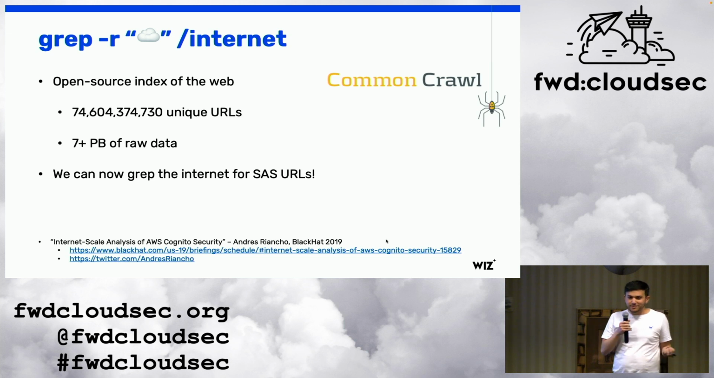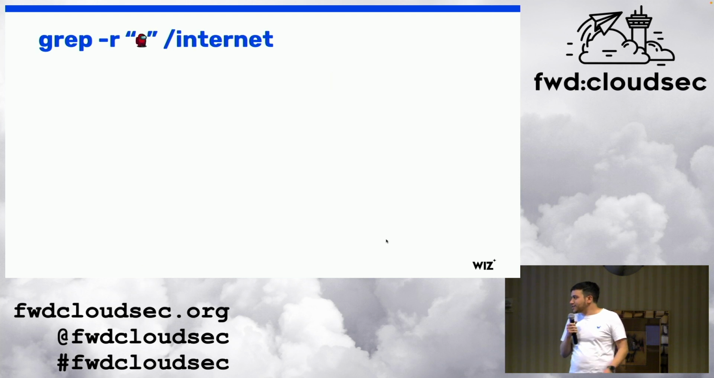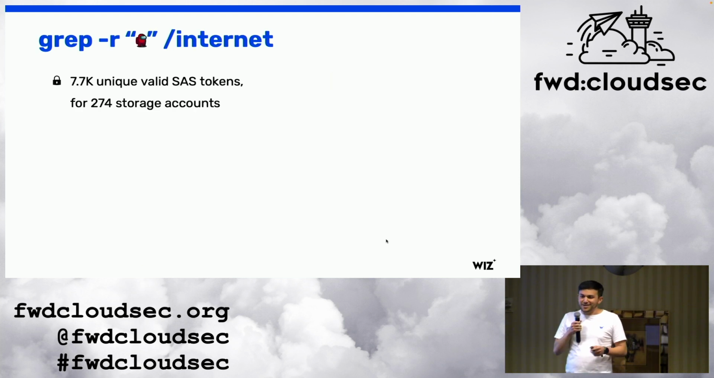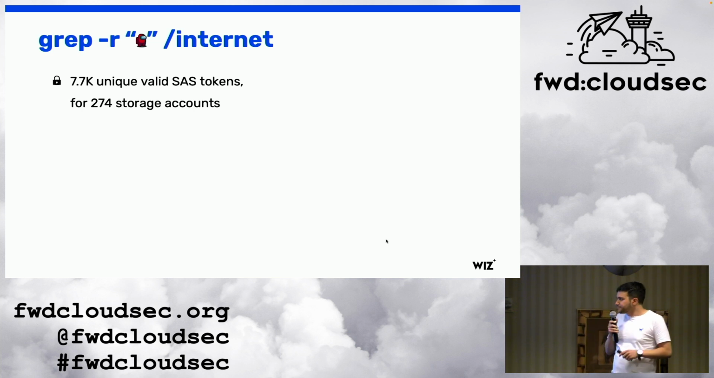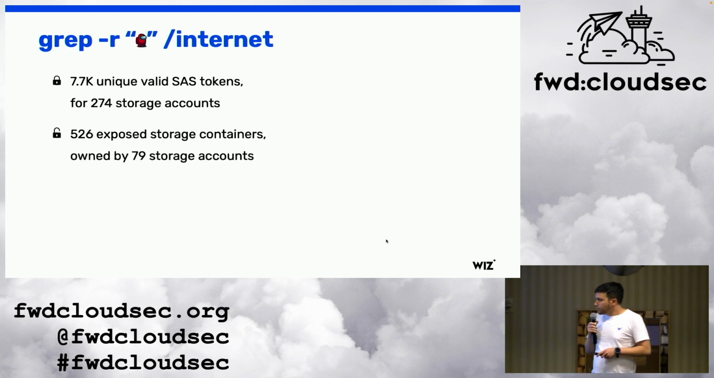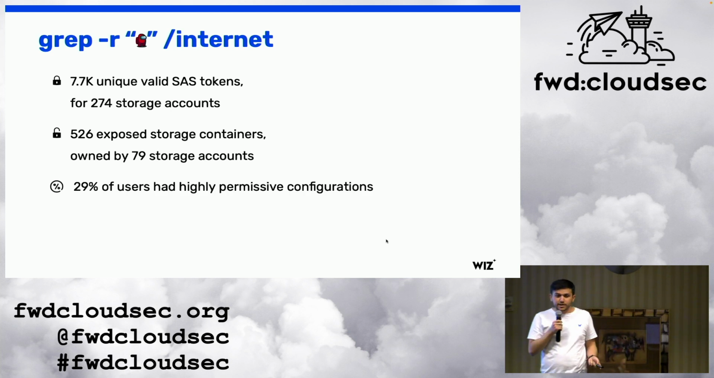And thanks to the work of this talented researcher and this amazing organization, we can essentially grep the internet, or at least a very big chunk of it, for the SAS URLs we wanted to find. So this is what we found when we looked through about 40 million Common Crawl website data entries. We found about 7.7 thousand unique valid SAS tokens spread across 274 storage accounts. And out of those tokens, we found 526 exposed storage containers owned by 79 different storage accounts. That means about 29% of SAS token users we scanned had highly permissive configurations.